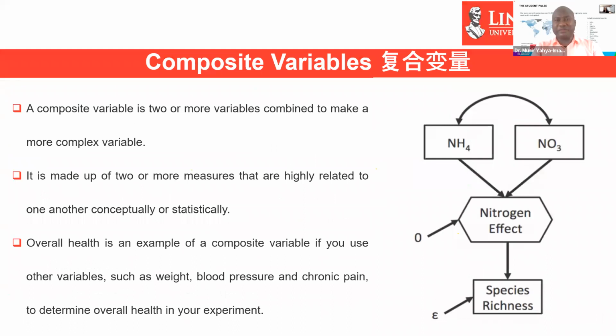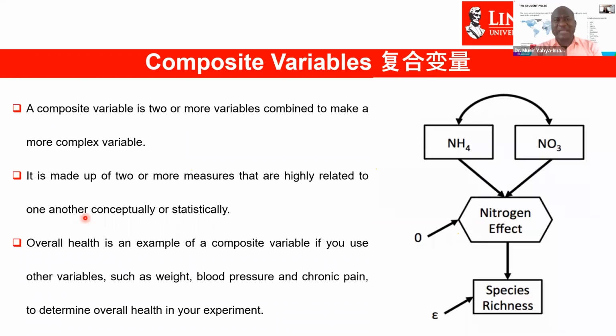Then we have composite variable, which is the final one. What is a composite variable all about? Anywhere you hear composite, you are adding two things. So here, a composite variable is two or more variables combined to make a more complex variable. It can be two, it can be three, but the common one is just two, but it can be more than two.